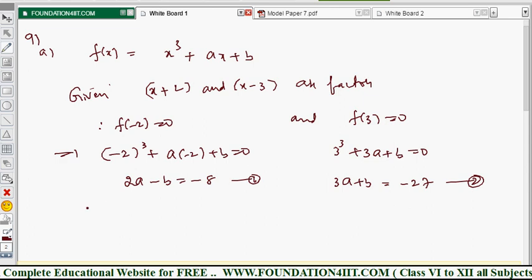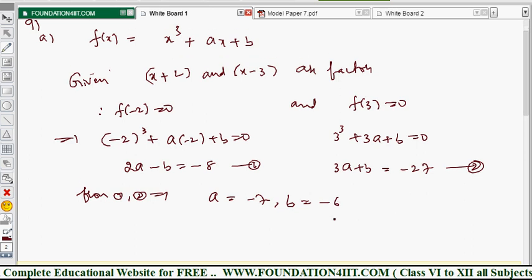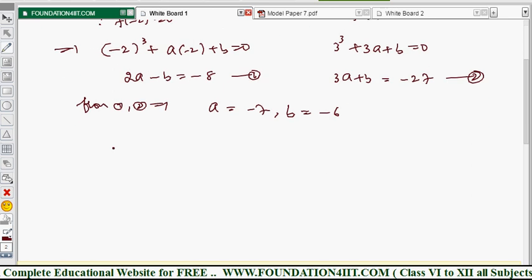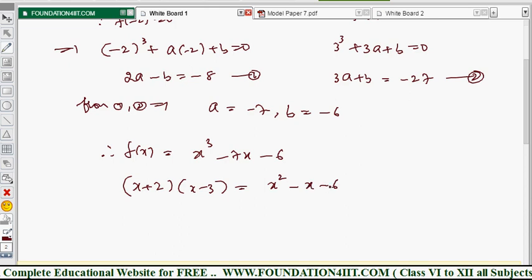By solving equations 1 and 2, eliminating the values and solving, we finally get a is equal to minus 7 and b is minus 6. Right? These both we substitute in the function x cube plus ax plus b. So f of x is equal to x cube minus 7x minus 6. Then x plus 2 and x minus 3 both are factors, so x plus 2 into x minus 3, multiplying this, is x square minus x minus 6.